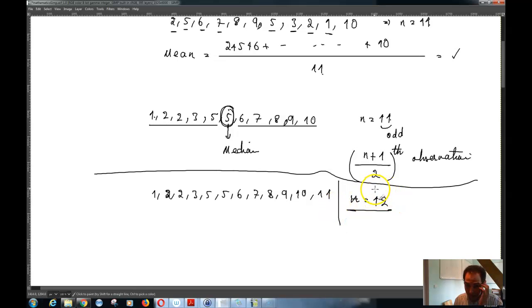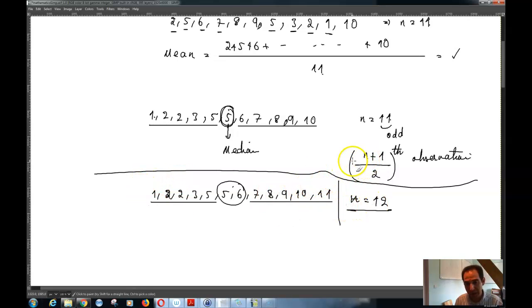Since my n is equal to 12, I can pick 6 numbers over here, and I can pick 6 numbers over here, and there remains no number between them, so there is no single median. So what I need to do is pick 5 numbers there and 5 numbers there, and then there remain 2 numbers as the median of the observations.